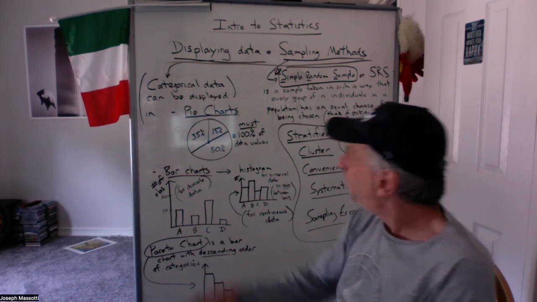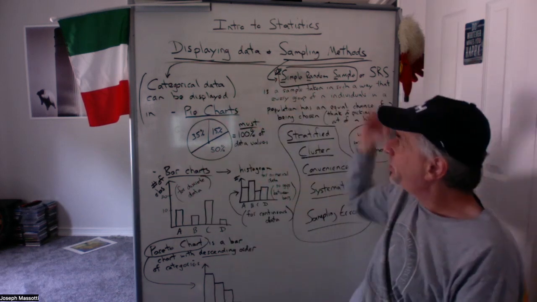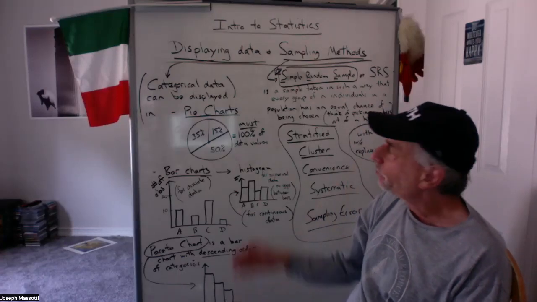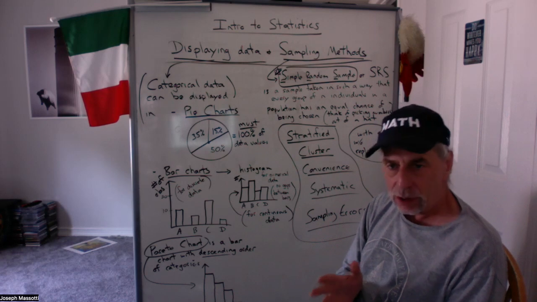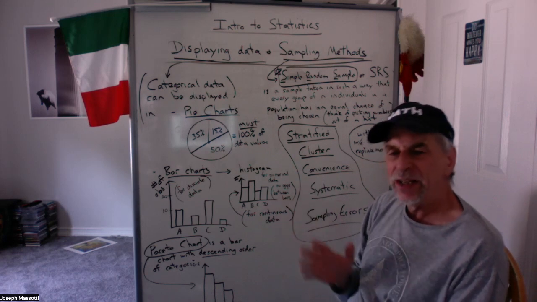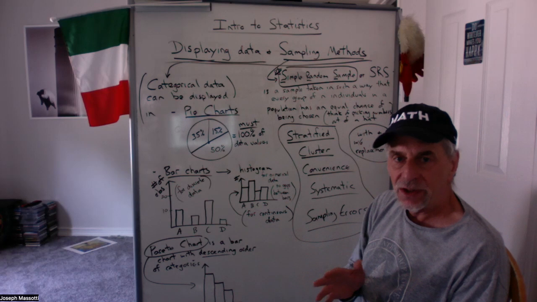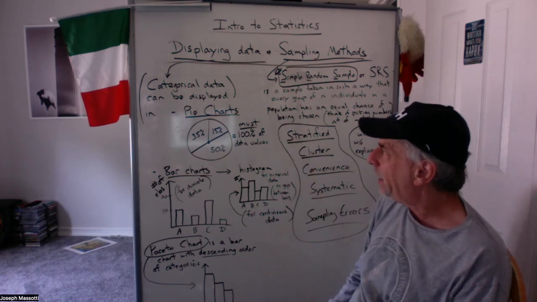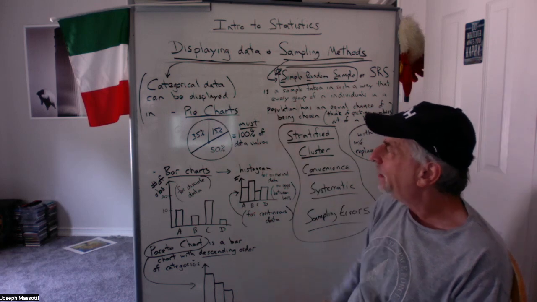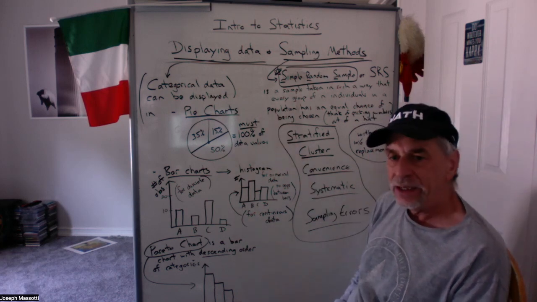So in the last video, we talked about categorical data versus quantitative data. Most of this class will be dealing with numerical data or quantitative. When we get into future chapters, most of our analysis will deal with numerical data. Right now, we also are looking at categorical data. Categorical data can be displayed in different ways.